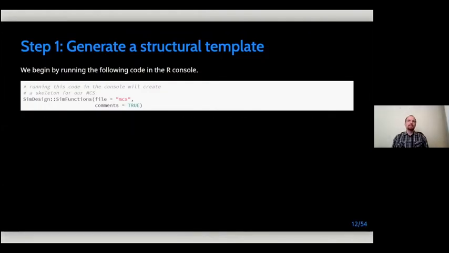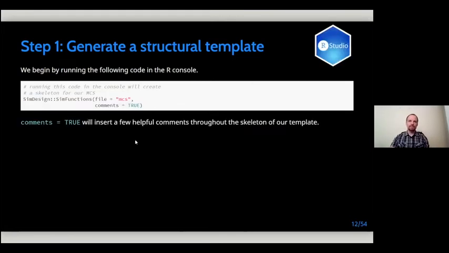Okay, so the first step is generating that structural template. What we're going to do is begin by running the following code in the R console. If you're following along, I'll show you what I'm going to do. I'm going to run this SimFunctions function in RStudio. Whenever you see this little RStudio icon up there, it means I'm going to hop over and demonstrate something for us.